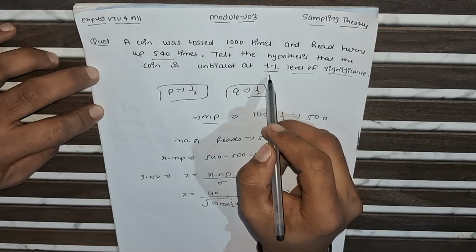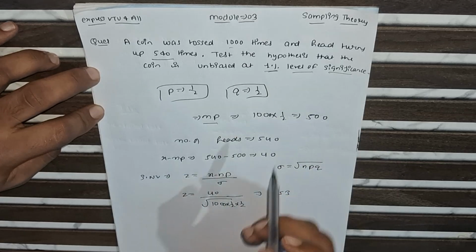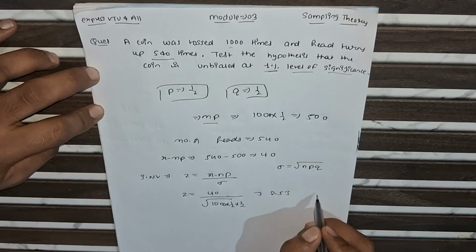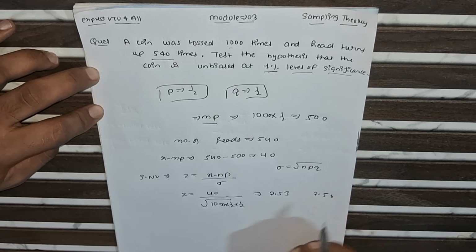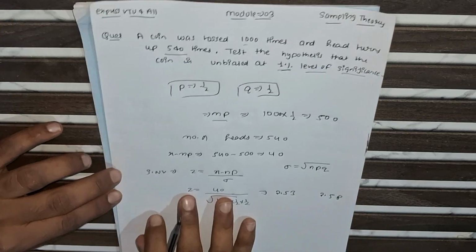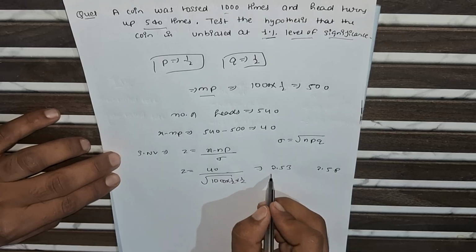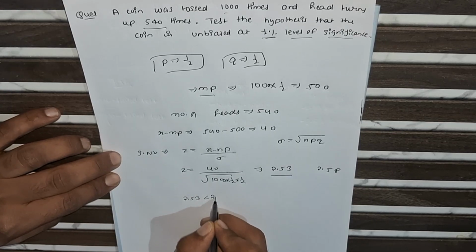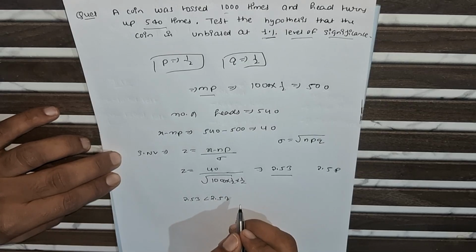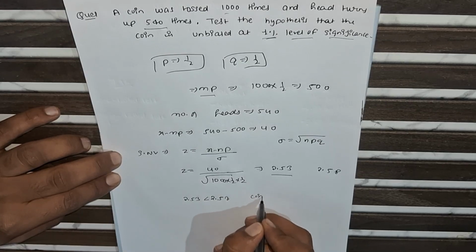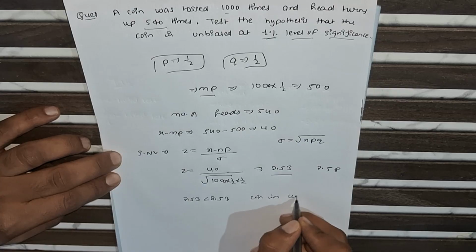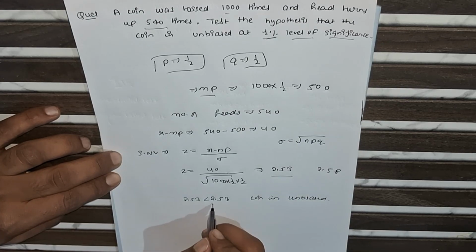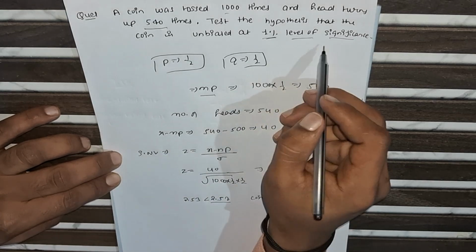So we have to check at 1% level of significance. So what is the critical value of z at 1% level of significance, which is 2.58. So when you compare the SNV value, 2.53 is less than 2.58. So we can say that the coin is unbiased, because the value which we got is less than 2.58 at 1% level of significance.